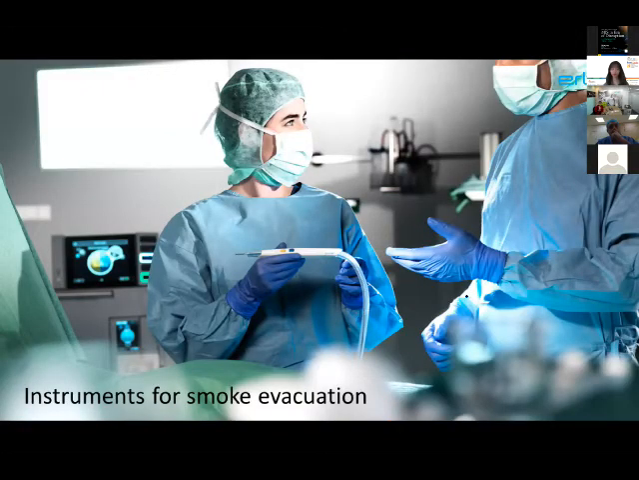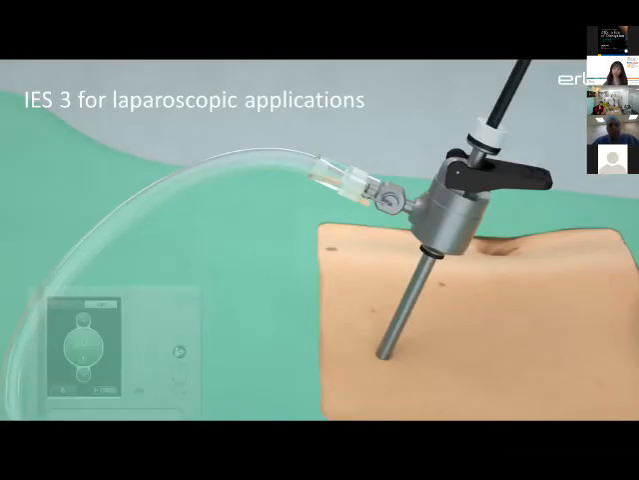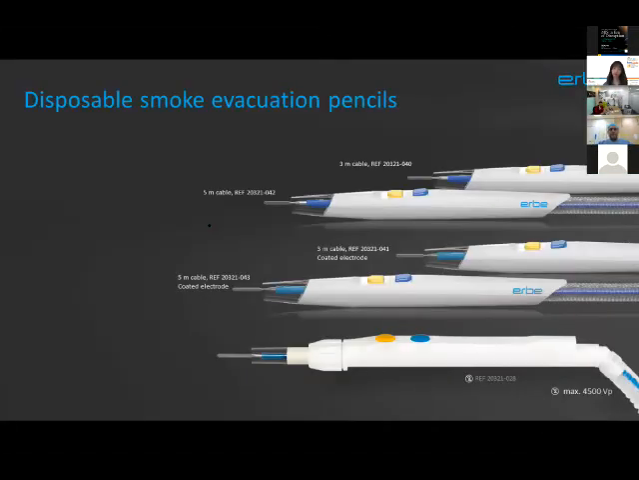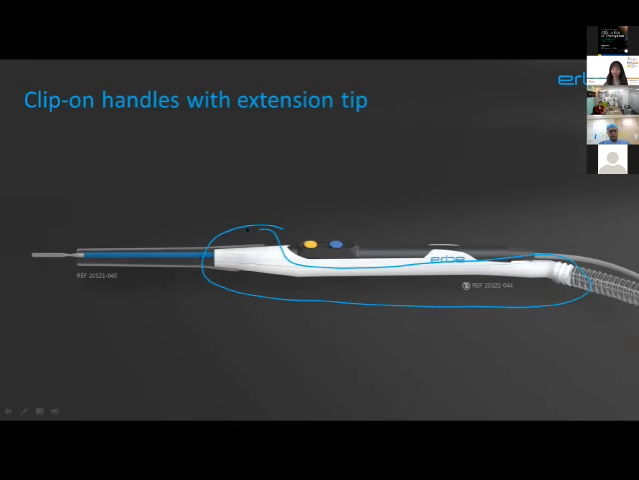So you've seen some of our tools that you've seen Lomanto share, you've seen Dr. Sabrina share. This is the lab tubing that you've seen. It just connects straight to the IES and then via a luer lock to your trocar. Some of the open disposable smoke evacuation pencils. You've seen these telescopic by Dr. Sabrina. And for cost efficiency, we have this clip-on version, which you can just connect with a reusable pencil. And if you're using a long electrode, you can always use it with the extension tip.